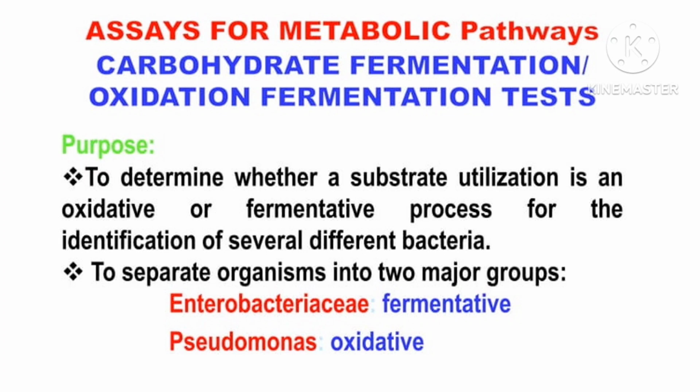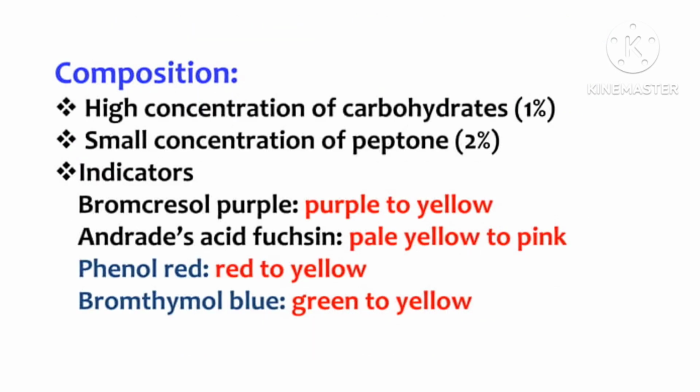So the purpose of this OF test is to determine whether a substrate utilization is an oxidative or a fermentative process for the identification of several different bacteria. This test is mainly used to differentiate between two major groups of organisms, that is Enterobacteriaceae, which shows the fermentative property, and Pseudomonas species, which shows the oxidative property. So here we see the utilization of a particular substrate to see whether the organism is oxidative or fermentative.